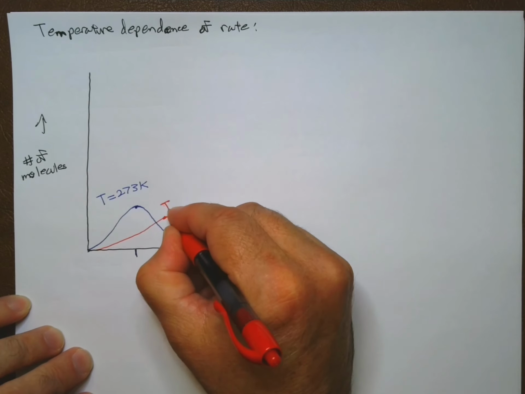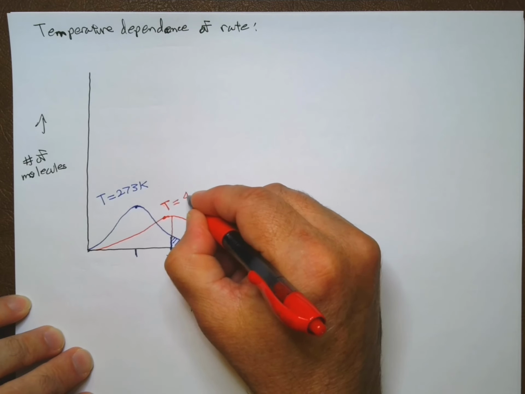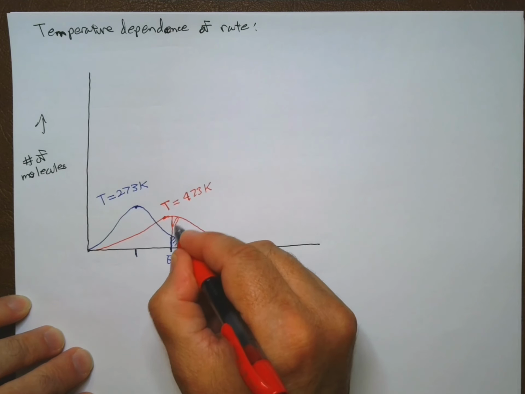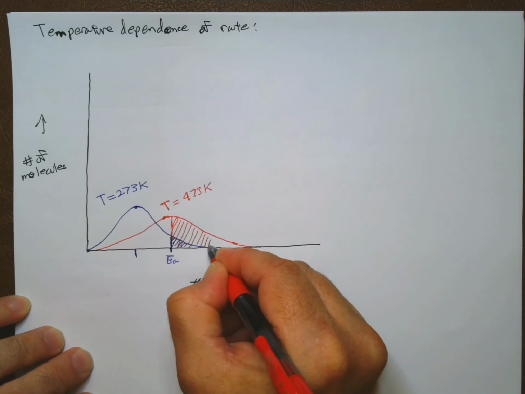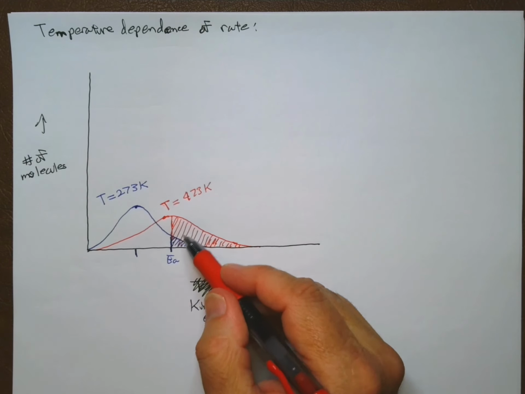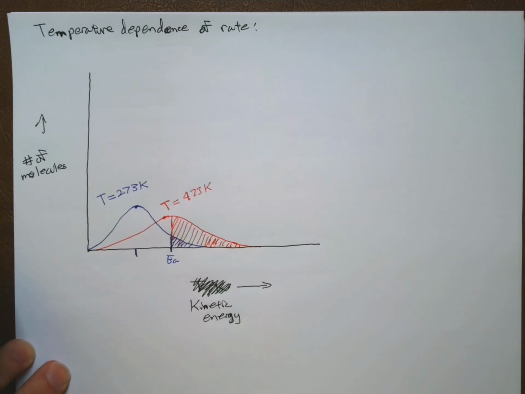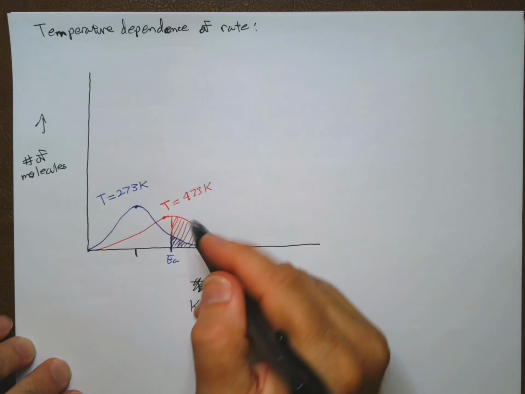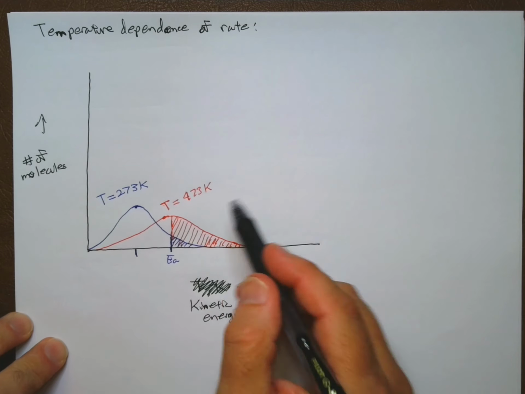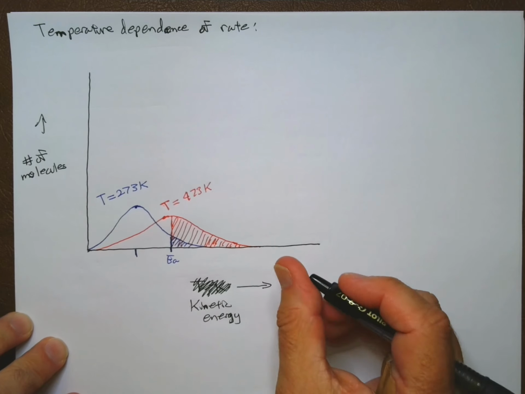And maybe this is T equals, I don't know, 200 degrees Celsius, so 473 Kelvin. And now we see that, because the activation energy for the reaction itself is the same, but now we've got almost half of our molecules that have enough energy to get over the activation energy barrier here. So half of our molecules, compared to, I don't know, 10% at lower temperature, half of our molecules at high temperature have enough energy for the reaction to occur.